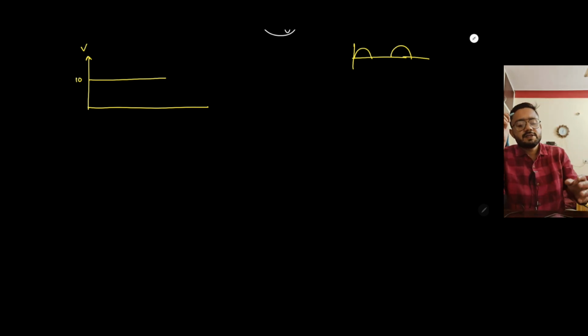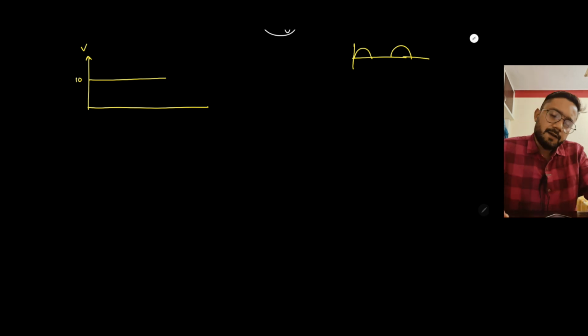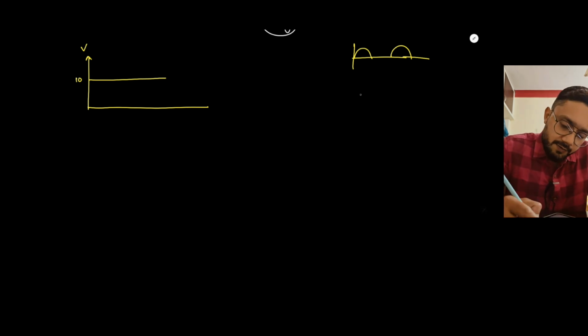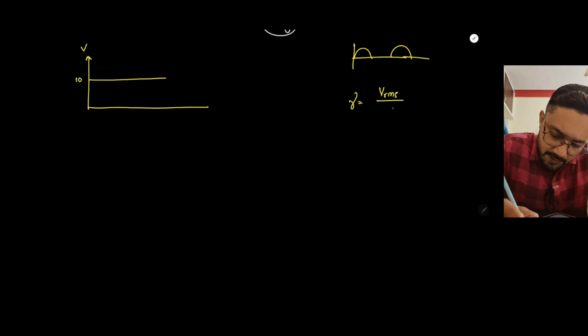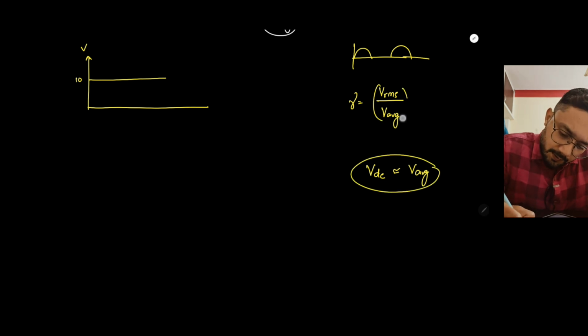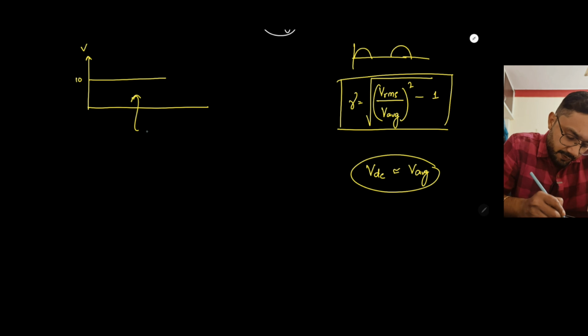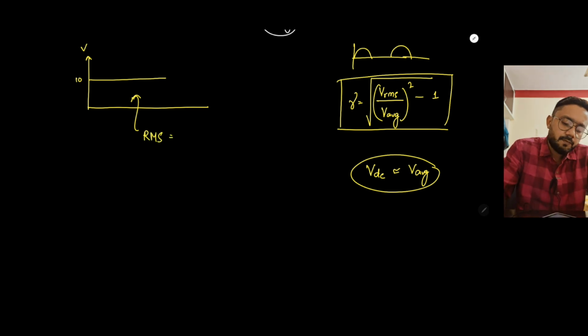Now obviously, just by looking at this waveform we can see there are no ripples. But let's still calculate the ripple factor. What was the formula? The square root of (Vrms by V average) whole squared minus 1. Whenever we use the term Vdc, it basically means V average, the average value. Now let's calculate the RMS value of this waveform. So what will be the RMS voltage of this waveform?